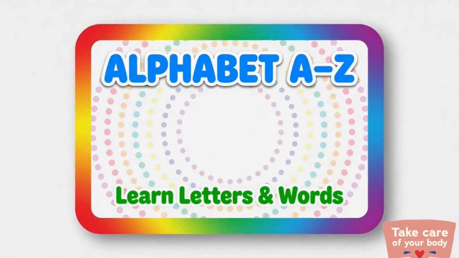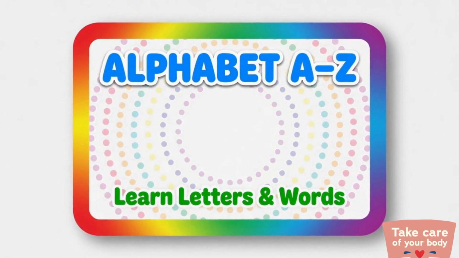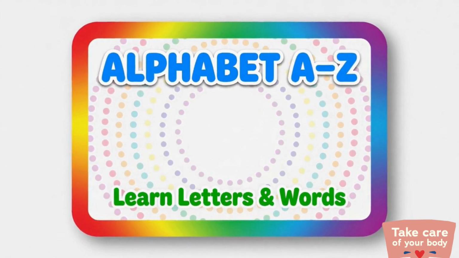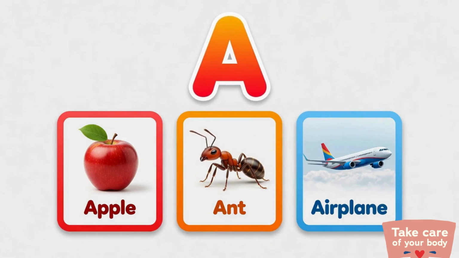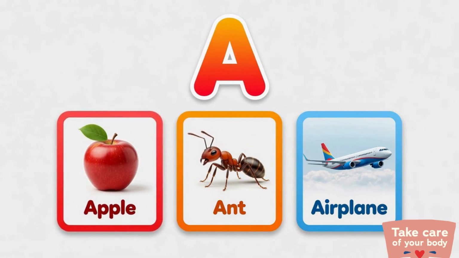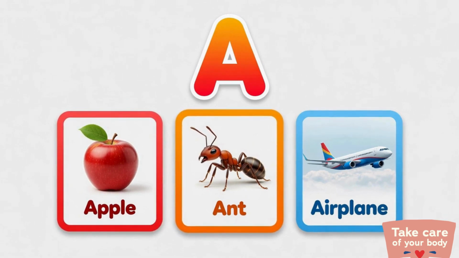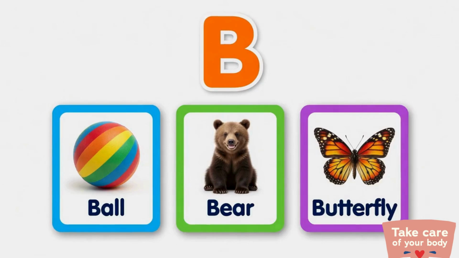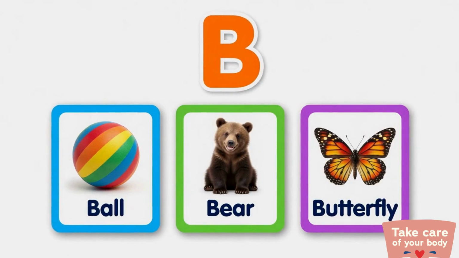Hello, little learners. Today we will learn the alphabet from A to Z with fun words. This is the letter A. A is for apple. A is for ant. A is for airplane.